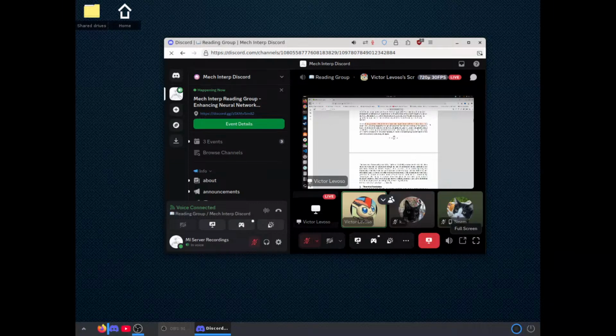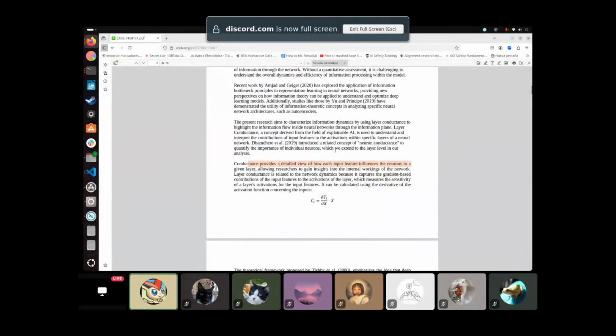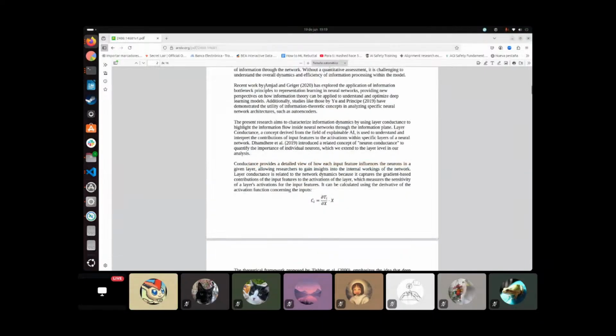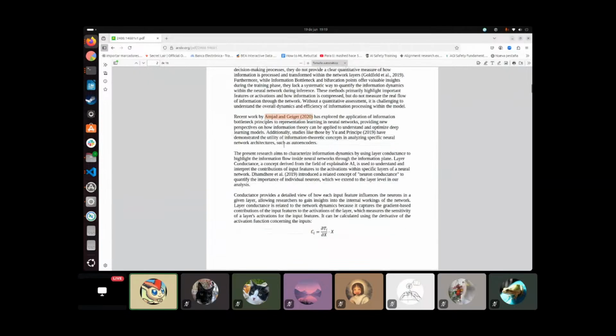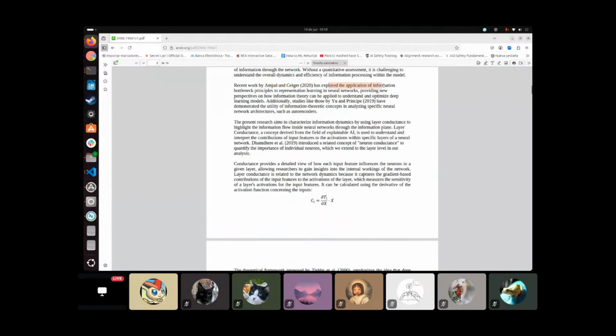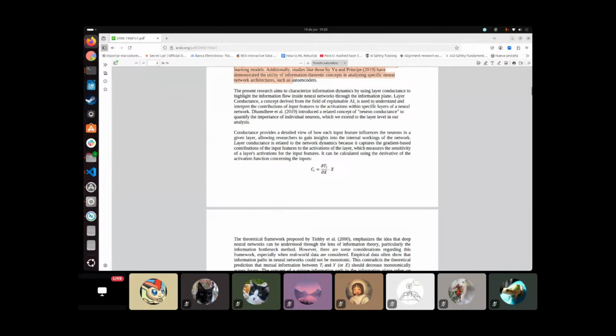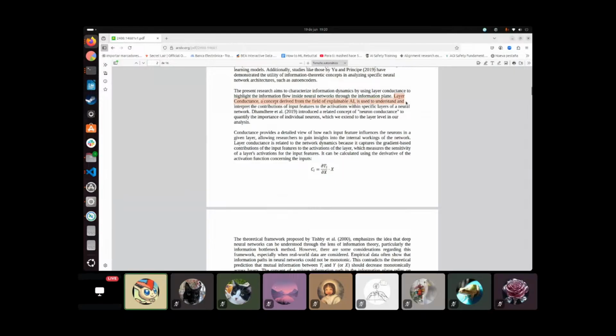The purpose is to understand how each input feature influences a neuron. Sorry. Recent work, well, recent, but it's like 5 years old. I don't know when this paper is from, though. It has explored the application of information bottleneck principles to representation learning in neural networks, proposing new principles for the conductance of explainable AI.